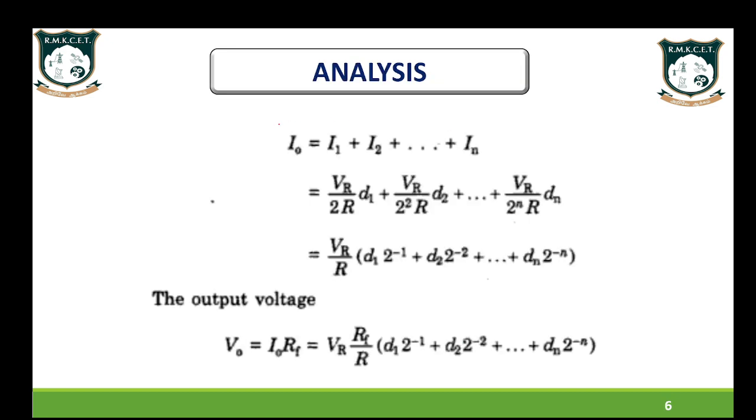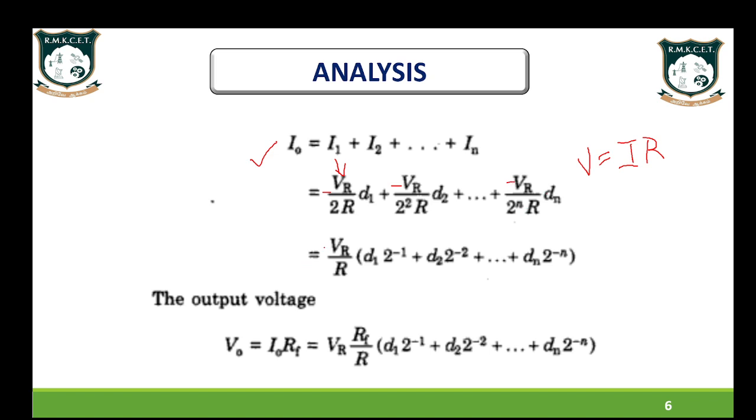If we look into the analysis, my output current is equal to the sum of all the currents in each resistance. We know from Ohm's law, V is equal to I into R, so I is equal to V by R. I1 is equal to VR, the reference voltage, divided by 2R. Since it is a negative reference voltage, we put a minus here, and I2 is equal to minus VR divided by 2 power 2 R into D2, plus I3 is equal to minus VR divided by 2 power 3 R into D3, and like that IN is equal to minus VR divided by 2 power n R into Dn.